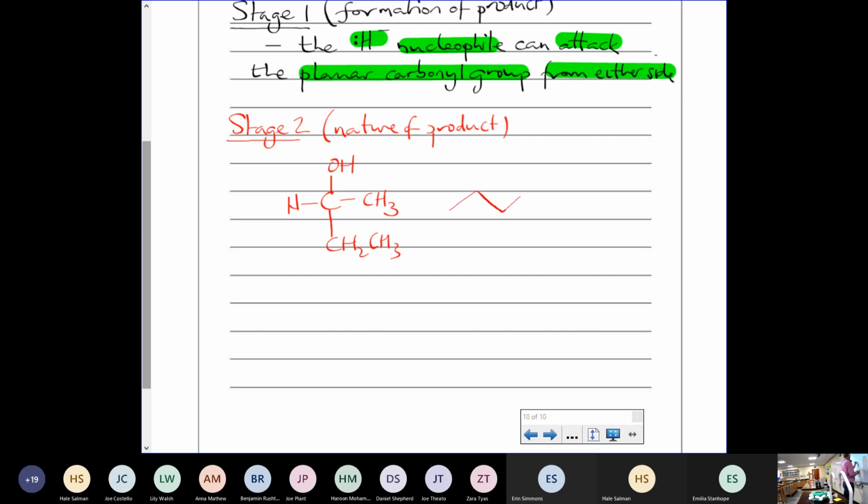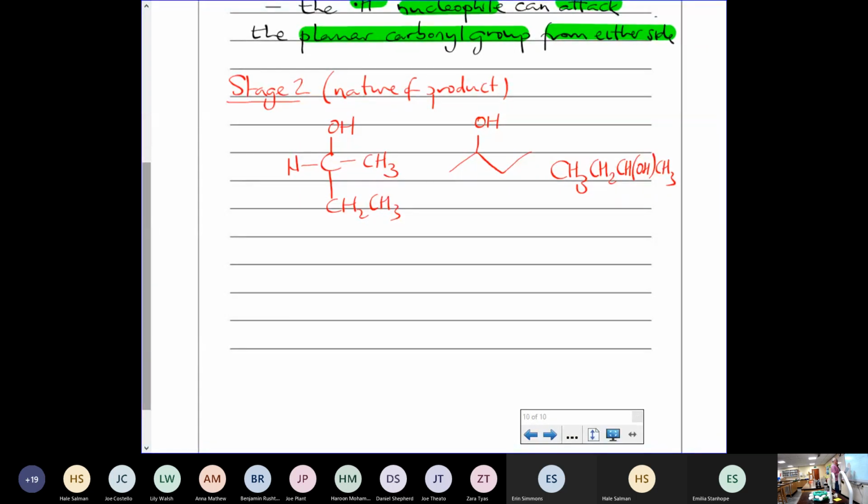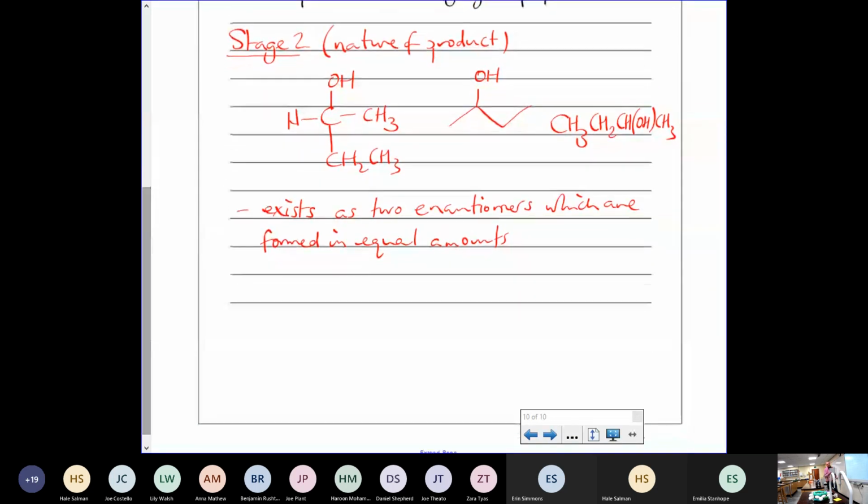If we draw a picture, it could be skeletal, or it could be drawn like I drew previously. All of those are acceptable ways of drawing butan-2-ol. And we'll have to say that it exists as 2 enantiomers, which are formed in equal amounts. So if we say what the product is and the fact that it exists as 2 enantiomers formed in equal amounts, we've clocked up all the marks for stage 2.